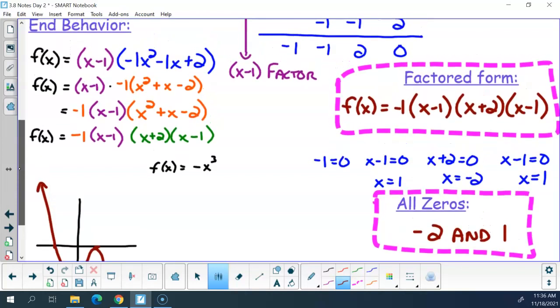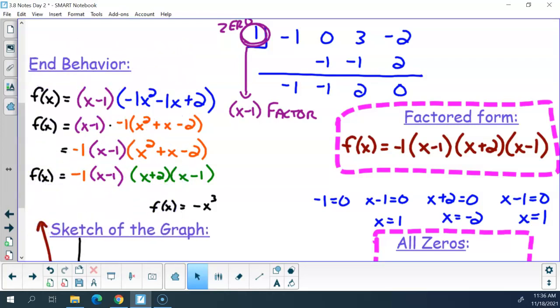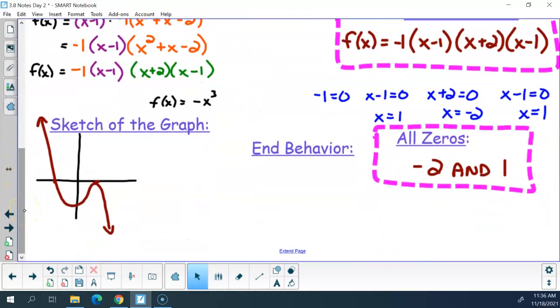We don't have negative 1 as a zero. I don't know why you would think we'd have negative 1 as a zero. If we would have had negative 1 as a zero, then yes, we would have gone through it.